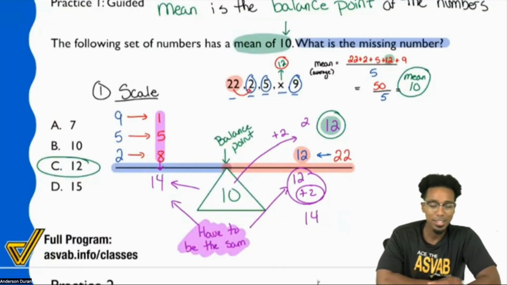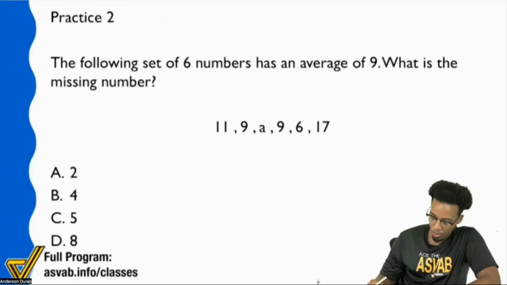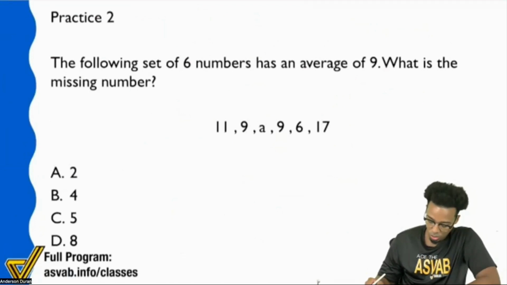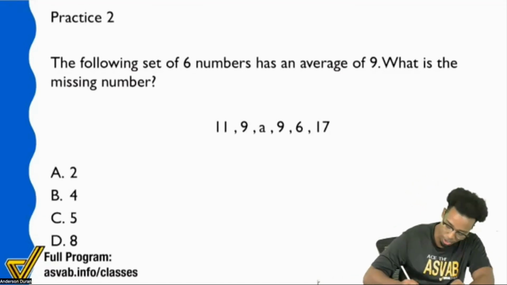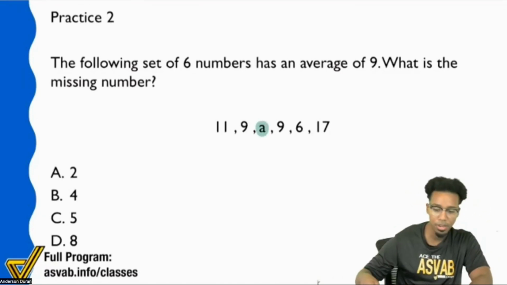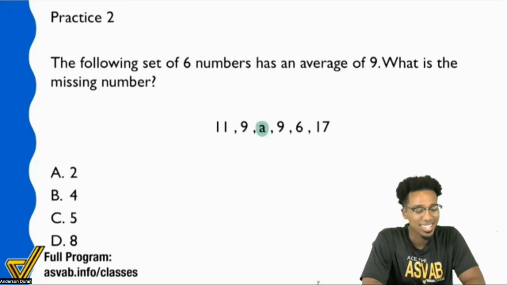All right. So let's get into the second problem here. And I want to give you the opportunity to try this out. So we have a missing number right over here, A. We got to figure out what it is. Tristan sounds good. I love hearing that.